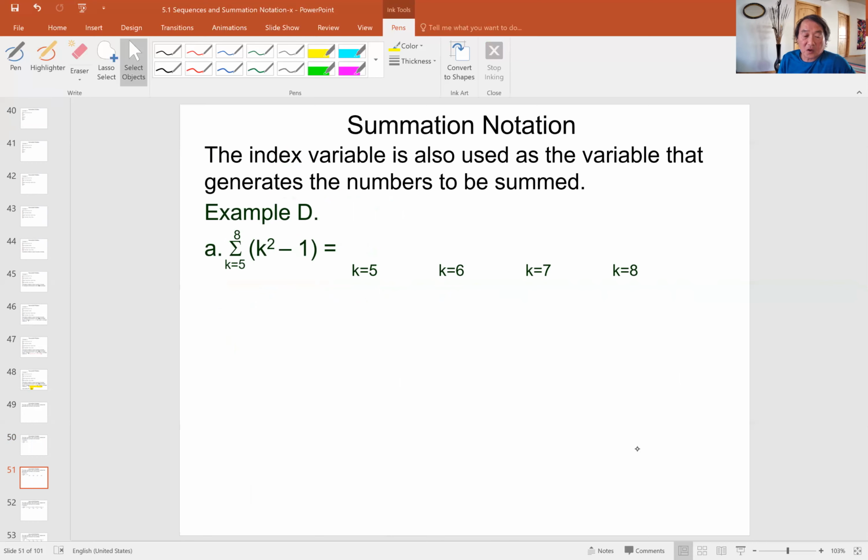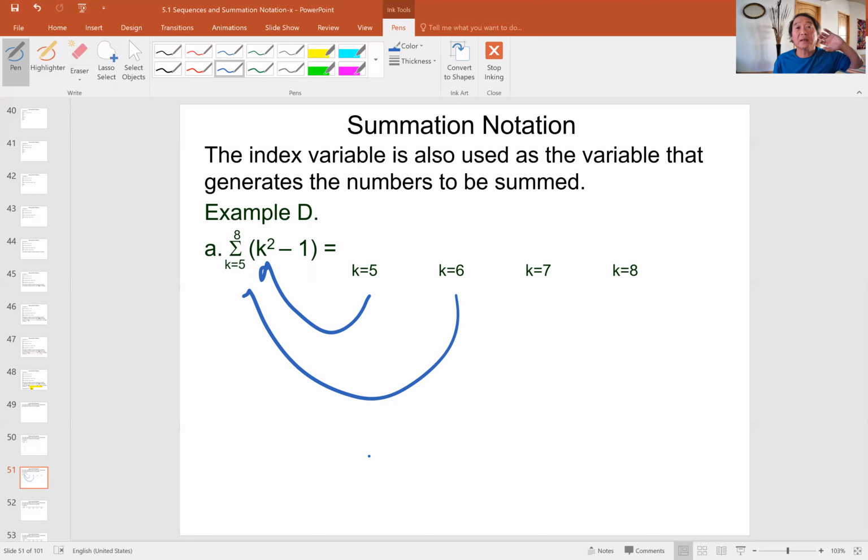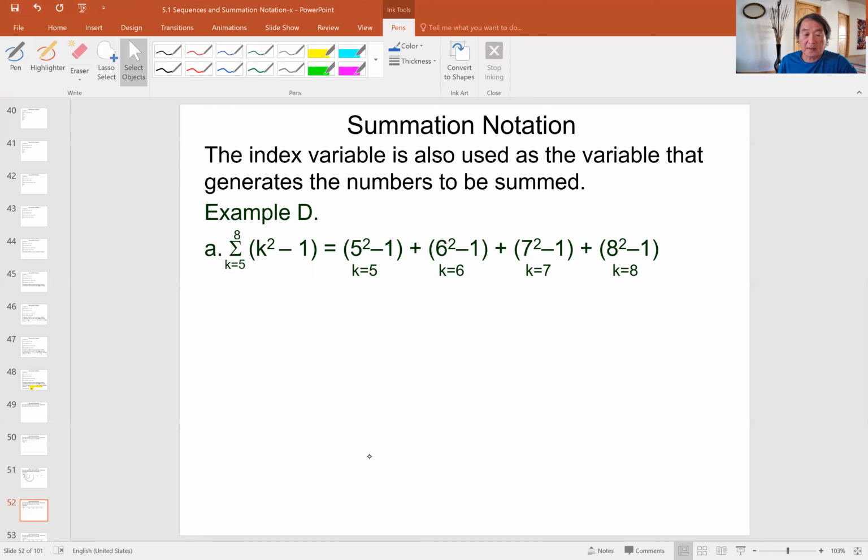For instance, in this one, the k actually gives the formula of the sequence. k starts from 5 up to 8. You plug the 5 into the formula, plug the 6 into the formula, and 7, and so on. You get 4 numbers. Then add. That's the command.